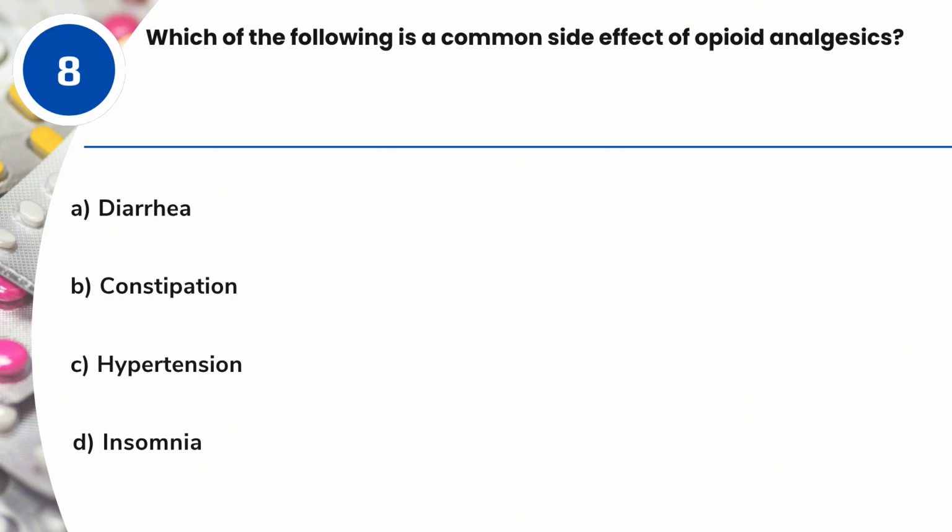Question 8. Which of the following is a common side effect of opioid analgesics? A. Diarrhea. B. Constipation. C. Hypertension. D. Insomnia.